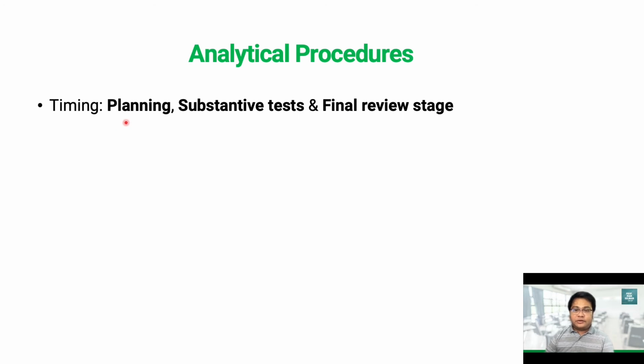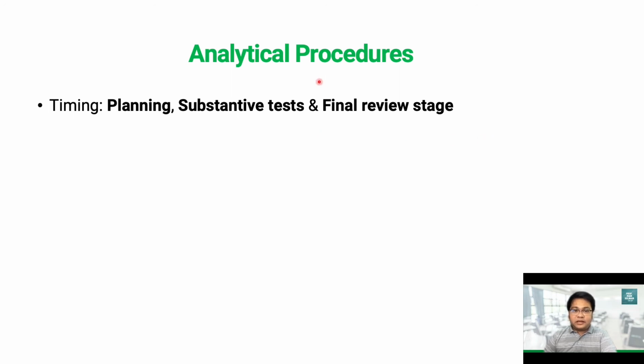For example, during planning, our objective in performing analytical procedures would be to enhance our understanding of the business of the client and to identify and assess risk of material misstatement. During substantive tests, our objective would be to detect material misstatements at the assertion level. While at the final review stage, our objective is to determine whether the evidence that we have obtained supports the conclusion that we have arrived at the end of our audit. Same nature of evidence or procedure, but different purposes.